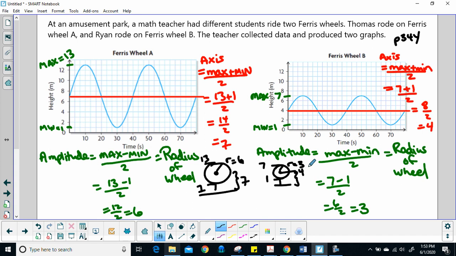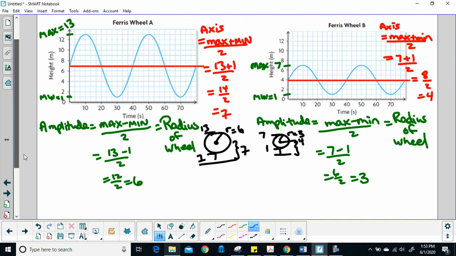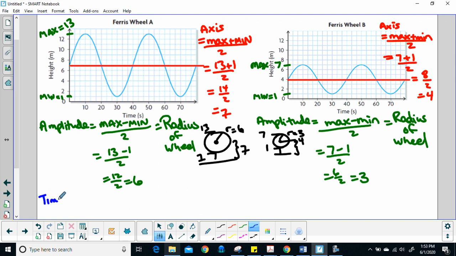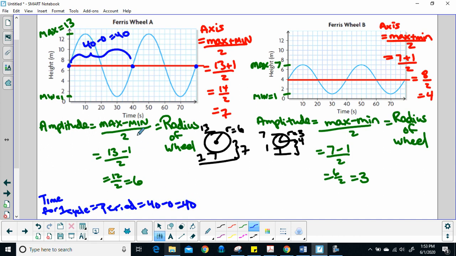Okay. Do we know anything else? How about the time it takes to get around? So the time of each ride. The time for one cycle, remember that's our period. So for this one, I'm starting here on the picture, I go up, I go down, I come back. So one cycle goes from 0 to 40. 40 minus 0 is 40. So the period is 40 seconds. So it does one loop in 40 seconds.